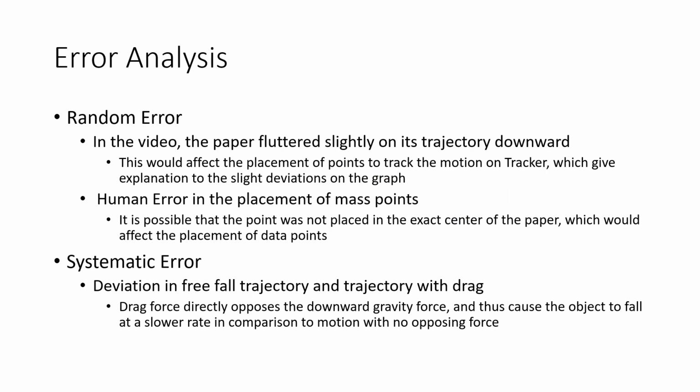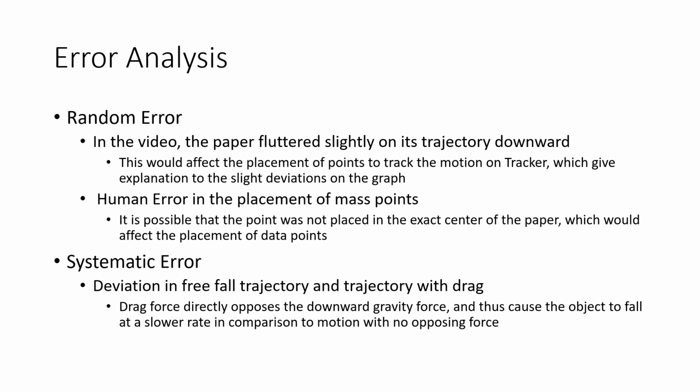First off, some random error. In the video, the paper fluttered slightly on its trajectory downward, even though you guys haven't seen the video. Take my word for it. This would affect the placement of the points to track the motion, which would give an explanation to the slight deviations on the graph towards the end. In addition, there could be human error in the placement of the mass points, and then it's possible that the point was not placed in the exact center of the paper, which would then affect the placement of data points on a graph.